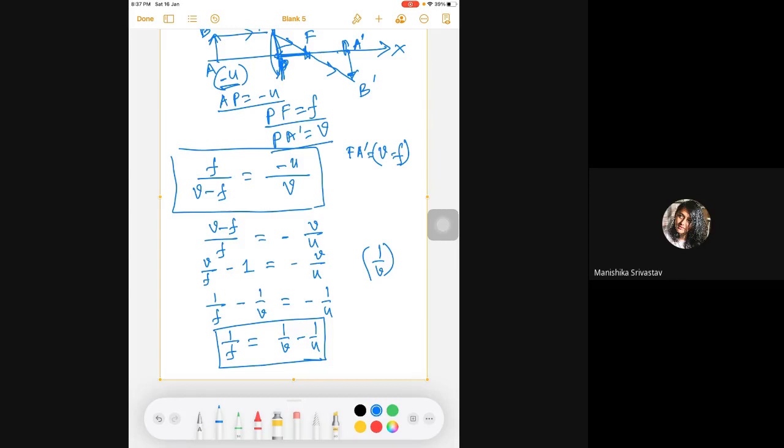Okay, don't do too much multiplication here, you will get confused. So just put it upside down and then divide by v on both sides, and you will get this particular equation: 1/f = 1/v - 1/u.